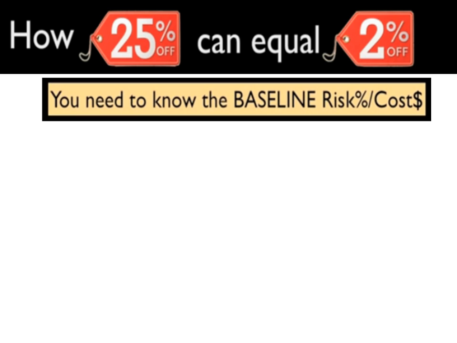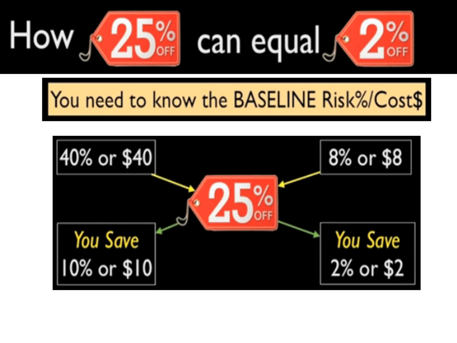You need to know the background risk, the baseline risk, in this case cost, but we'll look at risk. If the background risk is high, so if you've got a 40% risk of having a heart attack and you give that patient a statin, which has a relative risk reduction of 25%, then you'll get the reduction as 25% of 40%, which is 10%.